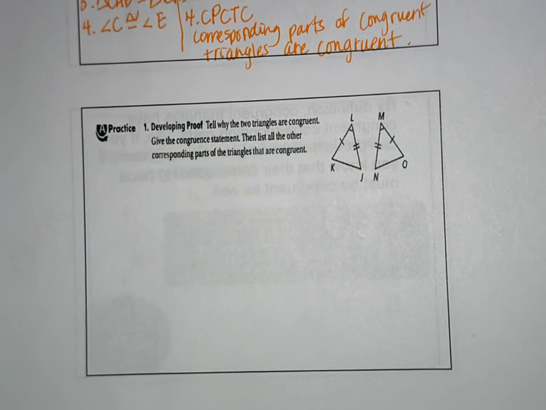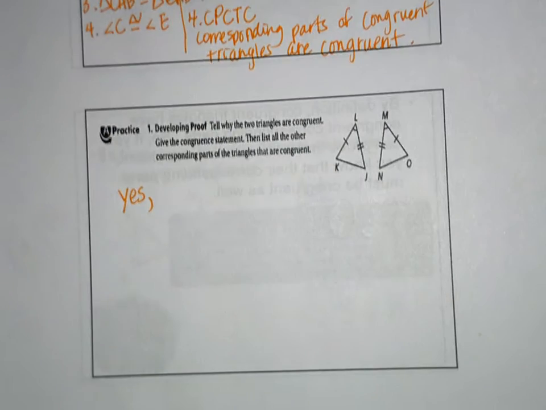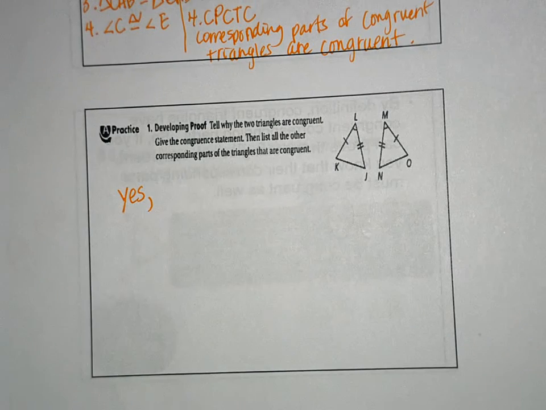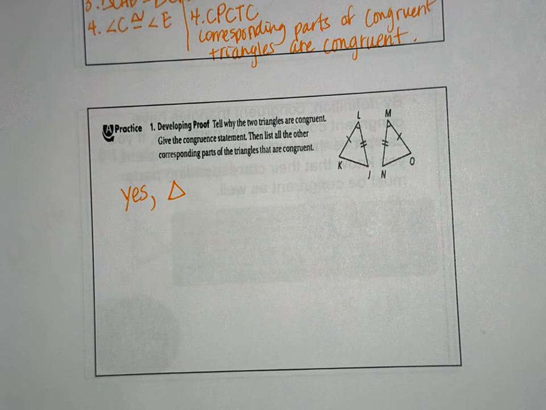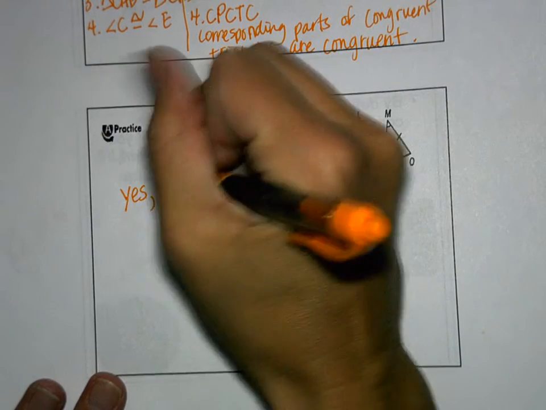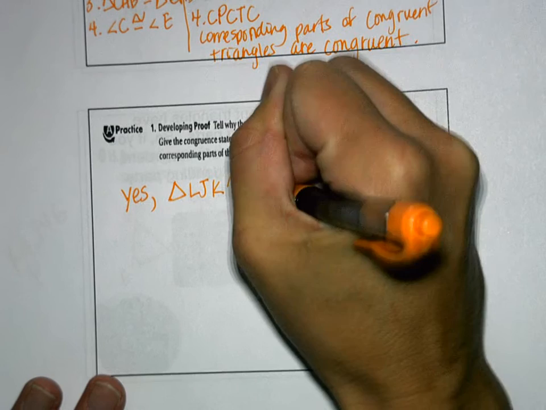All right, so first this one, it says developing a proof, tell why the two triangles are congruent, and give the congruent statement. So looking at this, are the two triangles congruent? Yes. So I'm going to write yes. Okay, and then it says give the congruent statement. So that is where we're going to go triangle. And you just have to decide what letter you want to start with. So in this case, what letter? Okay, let's do L. So L, J, K is congruent to triangle.